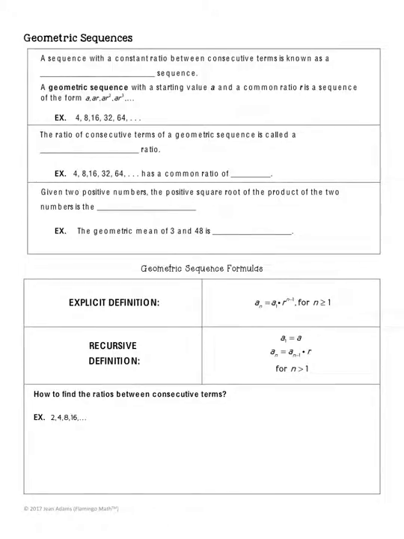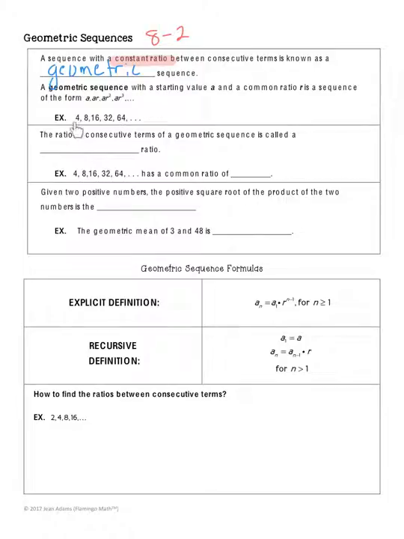Today we're going to look at lesson 8-2, which is on geometric sequences. A sequence with a common ratio between two consecutive terms is known as a geometric sequence. And it just means that you are multiplying the previous term by something to get the next term.